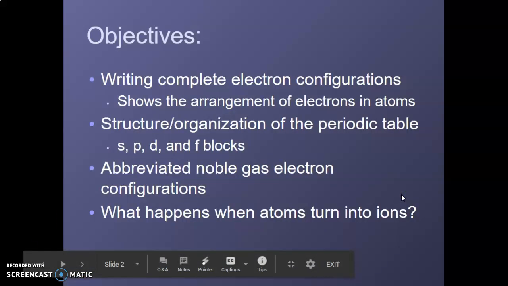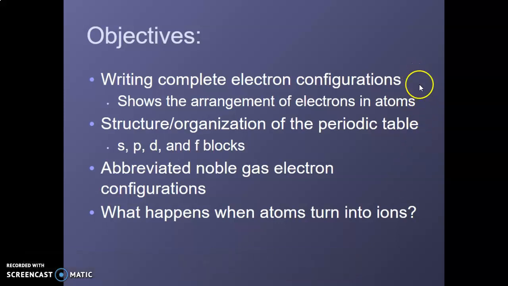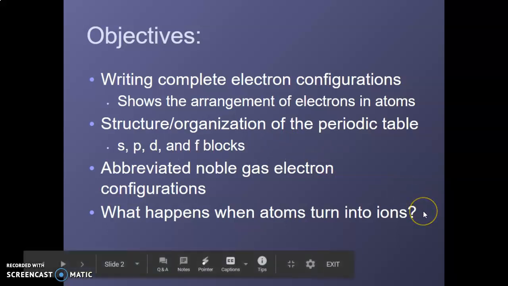Now today we've got 4 objectives. These objectives are to write complete electron configurations. And again, electron configurations show the arrangement of electrons inside atoms. We'll also take a look at the structure and organization of the periodic table. In particular, we're going to take a look at 4 sections or blocks on the periodic table called the S, P, D, and F blocks. We'll learn about a shortcut called an abbreviated noble gas electron configuration. And we'll also address the question, what happens when atoms turn into ions?